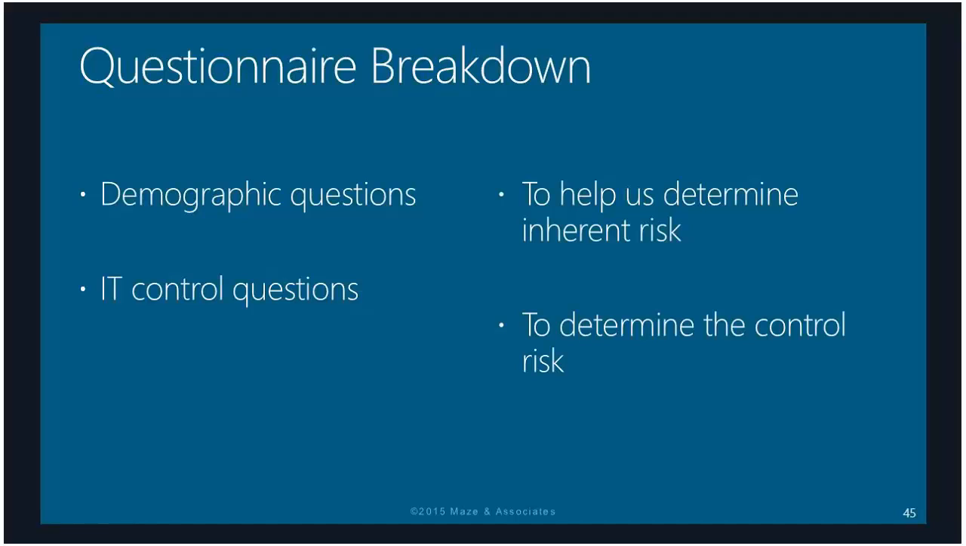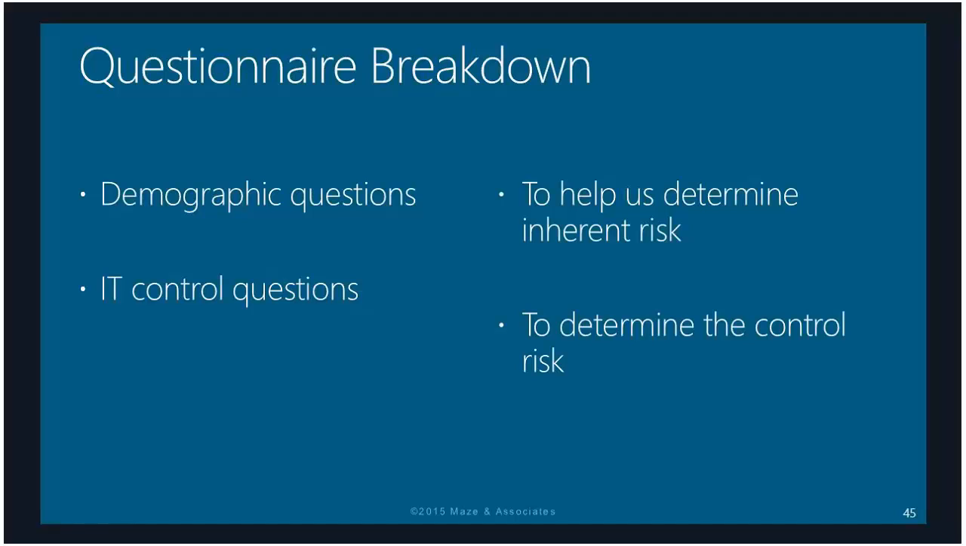We have the control questions, and that's to determine the control risk. But then we have demographic questions that aren't related to that, like how many servers do you have, how many IT staff do you have, how many workstations in finance do you have. This helps us determine that inherent risk that we talked about before, because I need to understand inherent risk, and then I need to understand the control risk, and then I need to give that to the financial auditors so that they can determine if they need to test more transactions or less transactions. So that's why we have demographic questions.